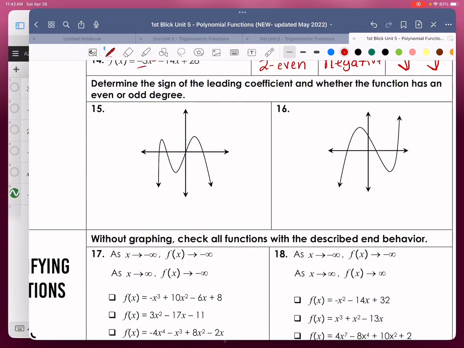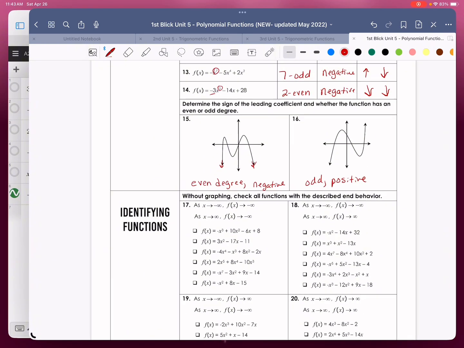Well, that's going to be easy. Number 15, they both go down. So what does that tell you? That the degree was even because they're both going the same direction, and that your coefficient was negative because they're going down. All right, on number 16, you have an odd degree because both ends are going opposite directions, and since the end to the right is going up, that means it's positive.